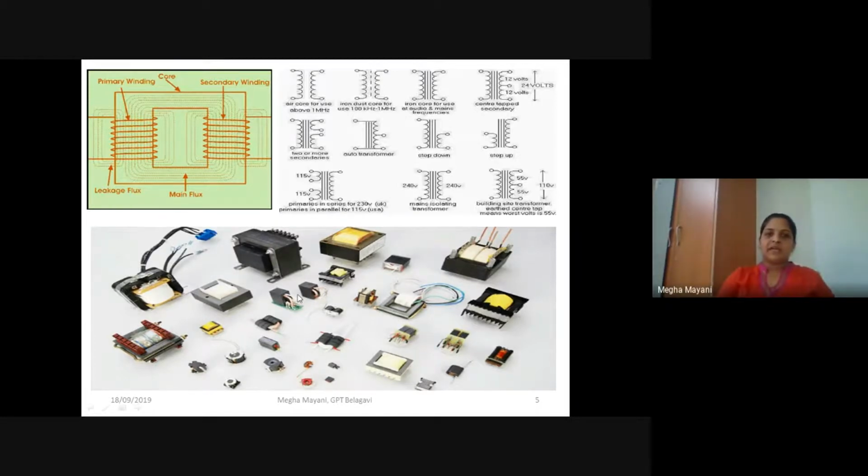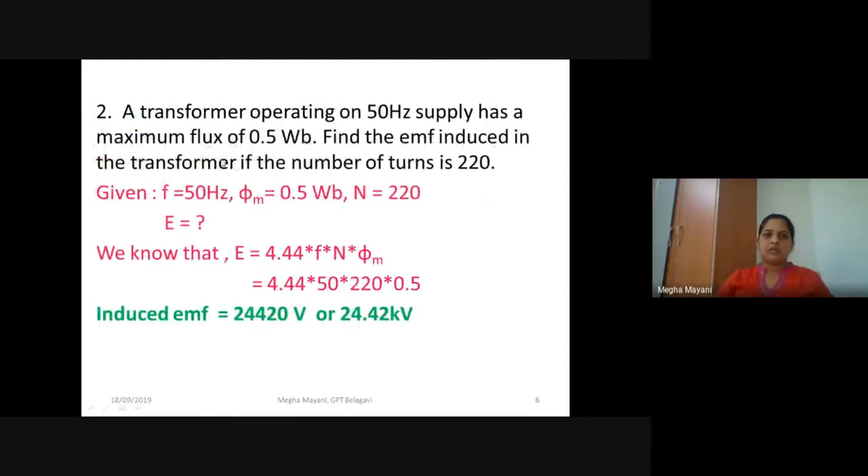Now let us take one more problem on the basics of transformer. A transformer operating on a 50 Hz supply has a maximum flux of 0.5 Webers. Find the EMF induced in the transformer if the number of turns is 220. Very simple: they have given the frequency to be 50 Hz, the maximum flux, which is 0.5 Webers, and the number of turns, 220. You are asked to find the induced EMF.